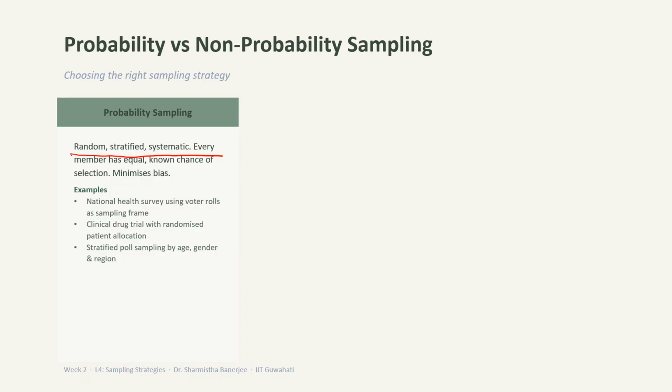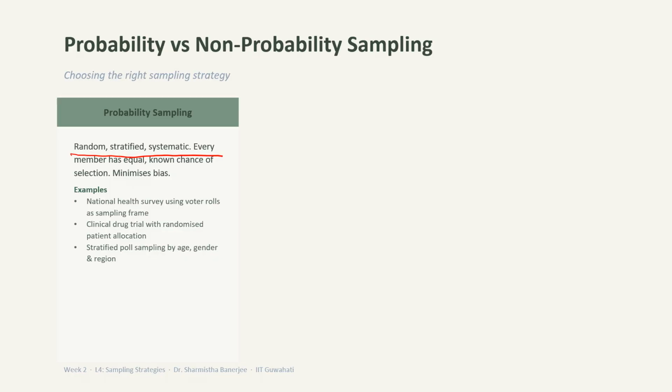Now let's say I want to do a clinical drug trial with randomized patient allocation. In this particular context, I will recruit people who have different kinds of health parameters as per my clinical trial's requirement. Then I will randomly distribute people into two different groups. One will be the trial group, the other will be the control group. I can also do stratified poll sampling by age, gender and region.